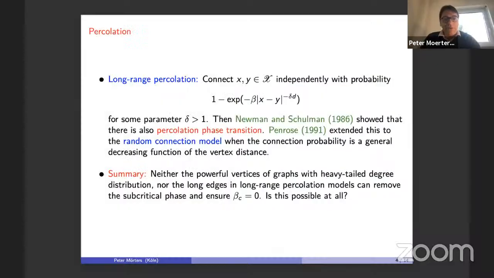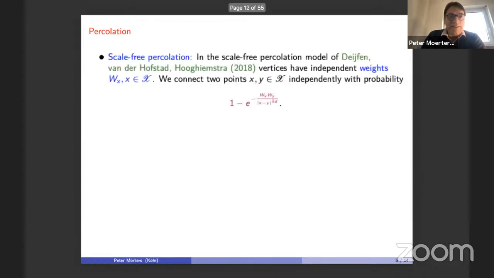With a heavy-tailed degree distribution, no long edges in this long-range percolation model can remove the subcritical phase. In all cases, this critical edge density parameter is positive. So you might ask, is it possible at all for such a sparse geometric random graph to have no subcritical phase? When you come from this angle, it's surprising that there is a relatively natural example, and this is the so-called scale-free percolation model that was introduced in 2018 by Deijfen, van der Hofstad, and Hooghiemstra.